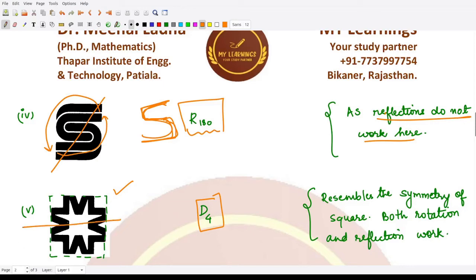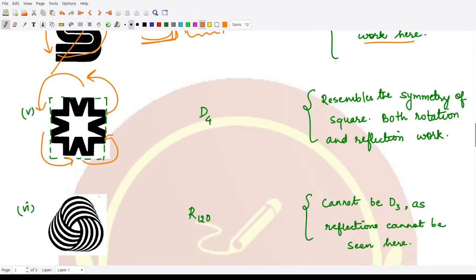You can see we have reflection about this horizontal axis, this vertical axis as well, right? And we have this diagonal axis also, this diagonal axis also, and moreover rotations also work. We can rotate it by 90 degrees here, 90 degrees here, 90 degrees here, and 90 degrees here, and get back the same design. What about the next one, this Vardhaman symbol?